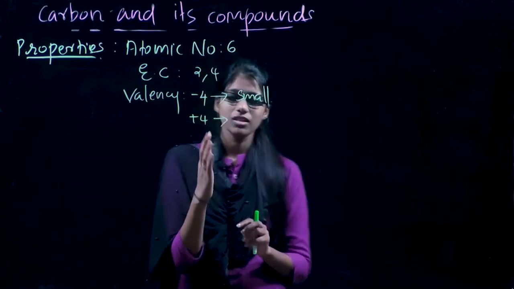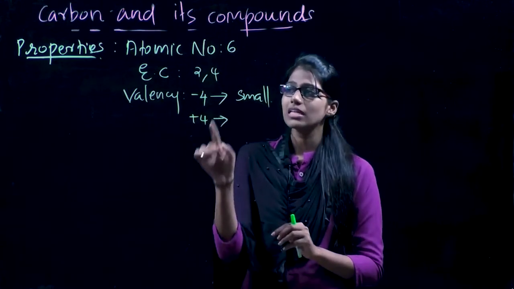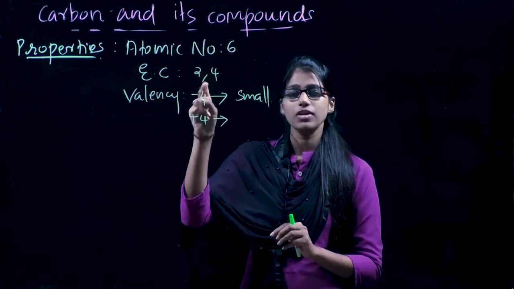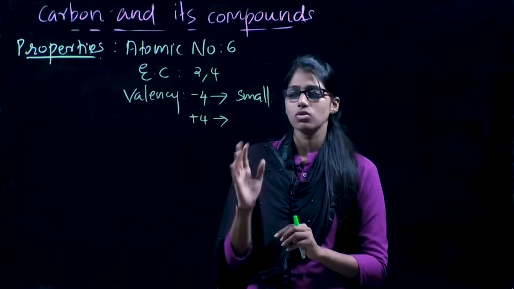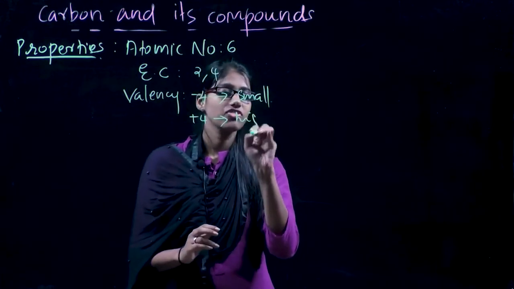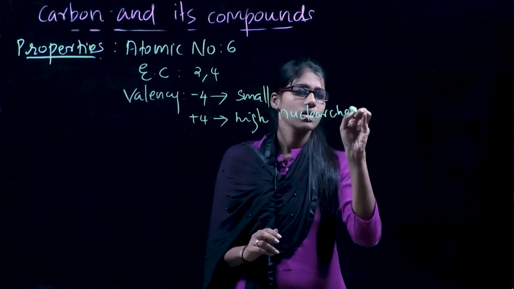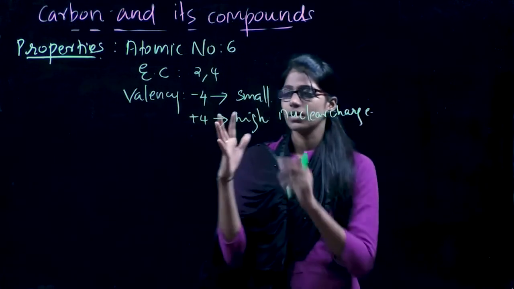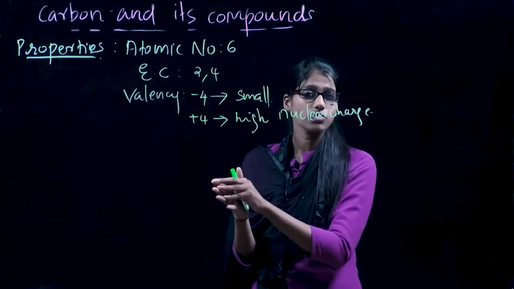If +4 is the oxidation state, meaning they are losing the 4 electrons, that again is difficult because removal of electrons requires energy. Removing the 4 electrons is very difficult because the nucleus tightly holds all these 4 electrons, and this is not possible due to high effective nuclear charge. Then what is the option for carbon? Carbon is not able to completely lose 4 electrons or accept 4 electrons.